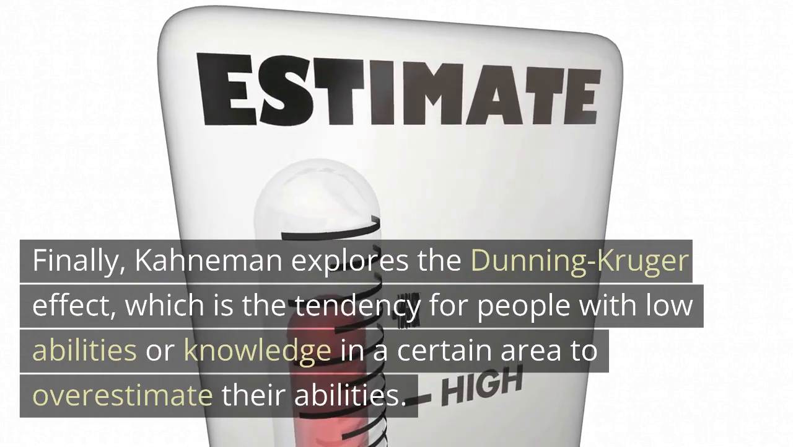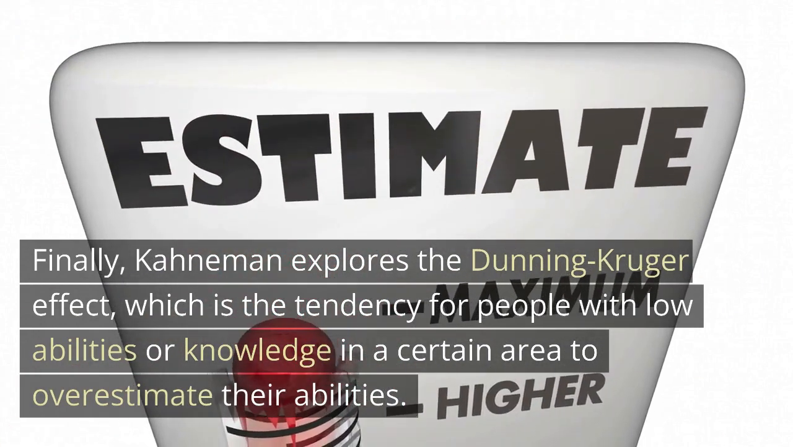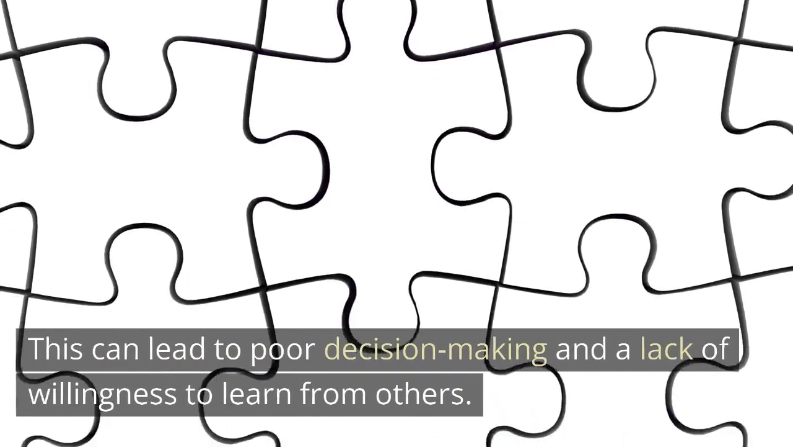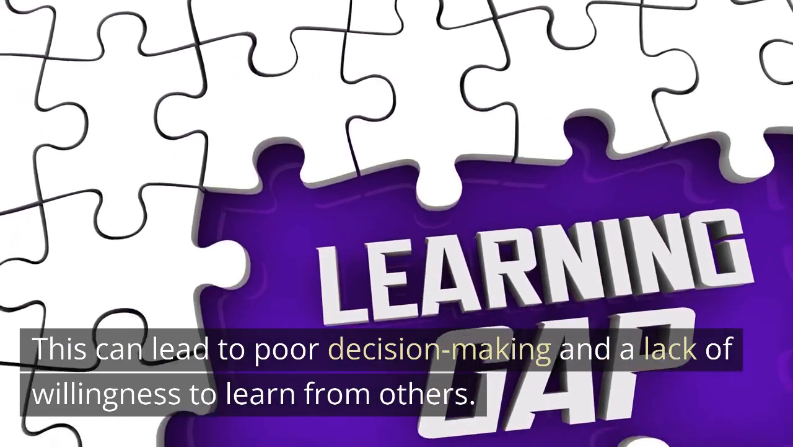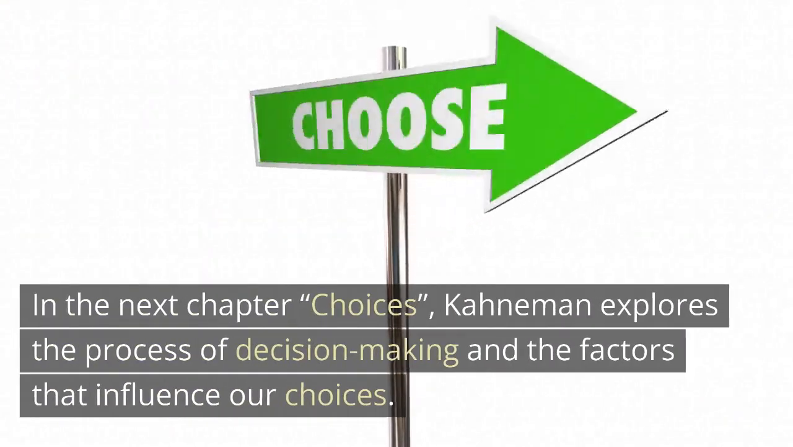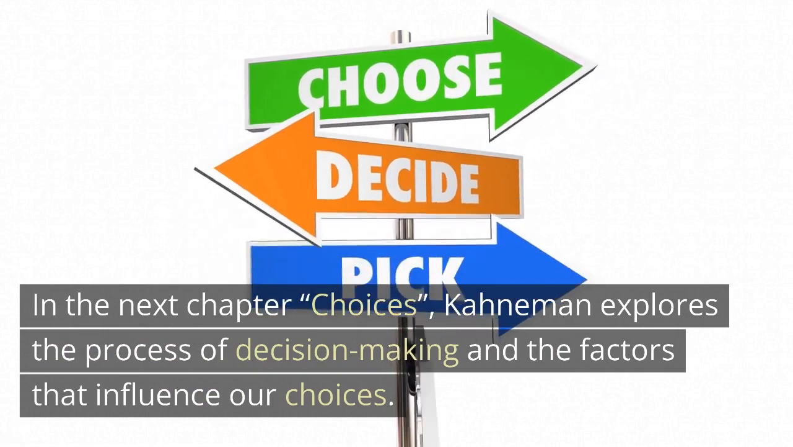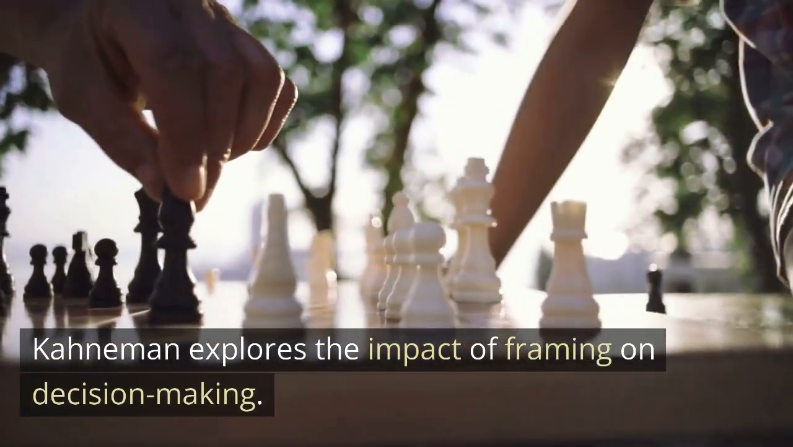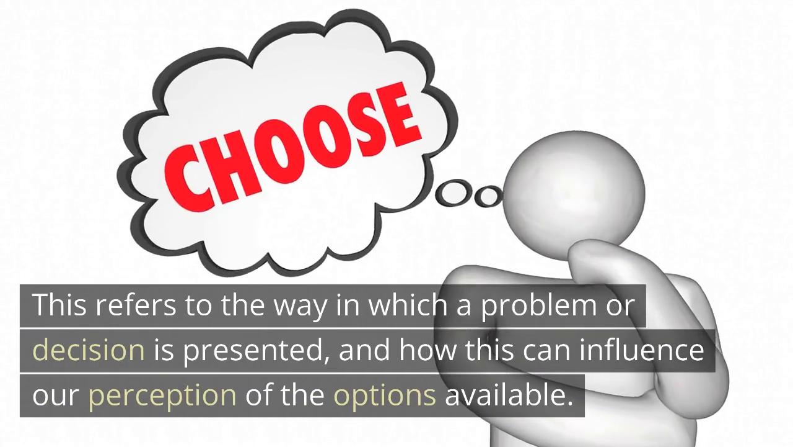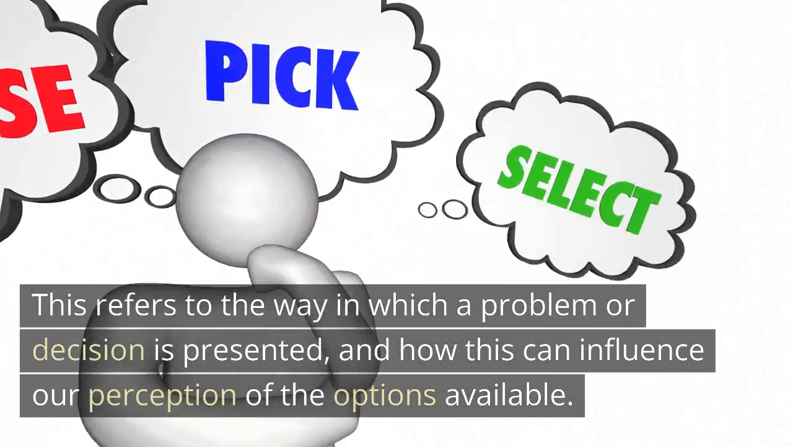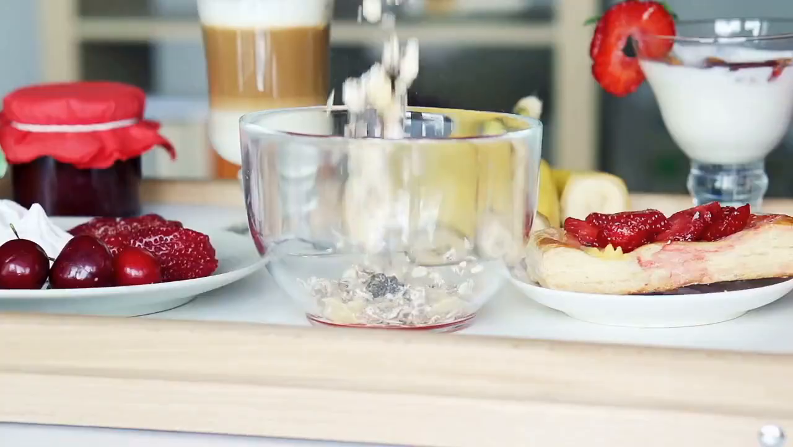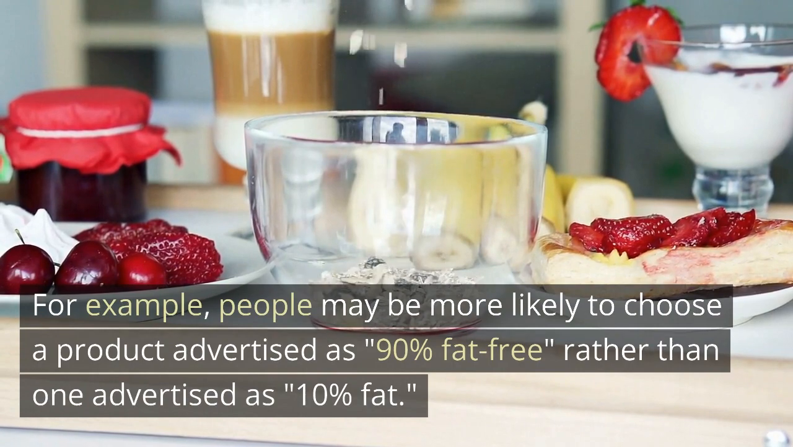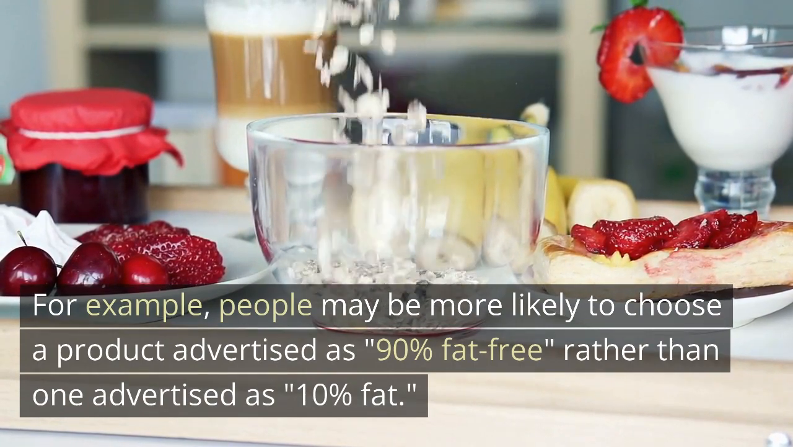Finally, Kahneman explores the Dunning-Kruger effect, which is the tendency for people with low abilities or knowledge in a certain area to overestimate their abilities. This can lead to poor decision-making and a lack of willingness to learn from others. In the next chapter, Choices, Kahneman explores the process of decision-making and the factors that influence our choices. Kahneman explores the impact of framing on decision-making. This refers to the way in which a problem or decision is presented, and how this can influence our perception of the options available. For example, people may be more likely to choose a product advertised as 90% fat-free, rather than one advertised as 10% fat.